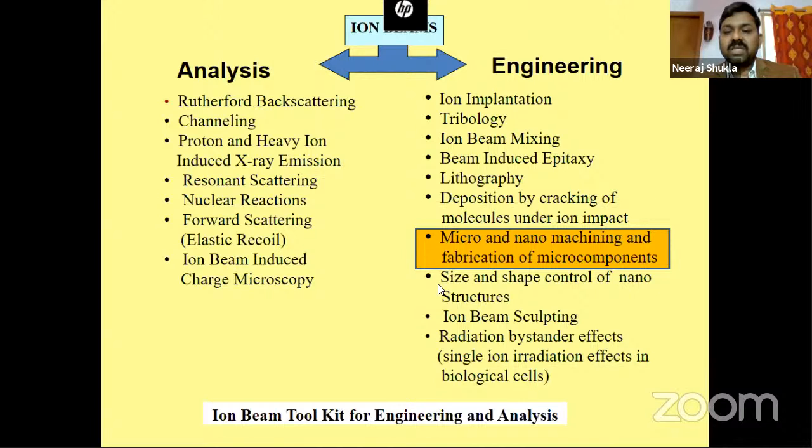And what we'll be focusing on is micro nano machining and fabrication of micro components, which is the topic of today. I'll be discussing the finer details, and at the end of the lecture, the audience may ask if they require anything, and how the shape and size is controlled, and ion beam sculpting, and there are other radiation bystander effects. It also has applications in biological samples. Okay, let me go ahead.